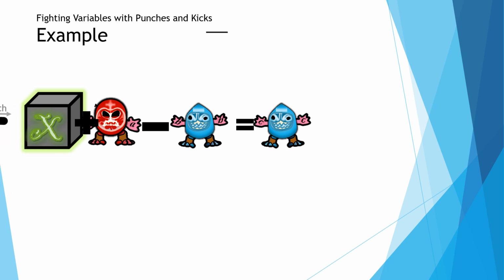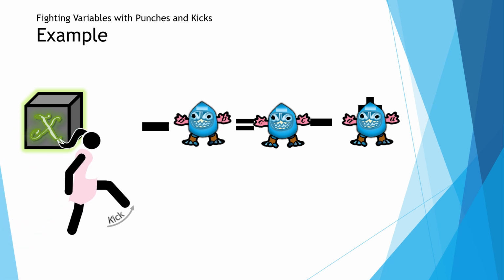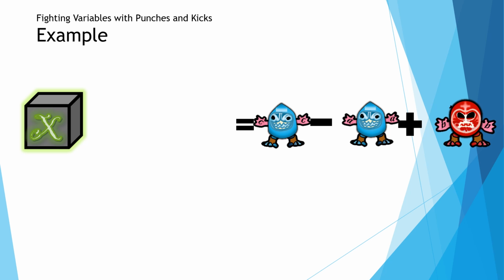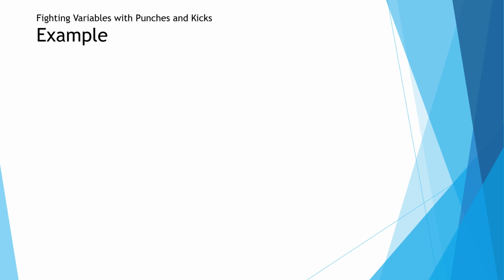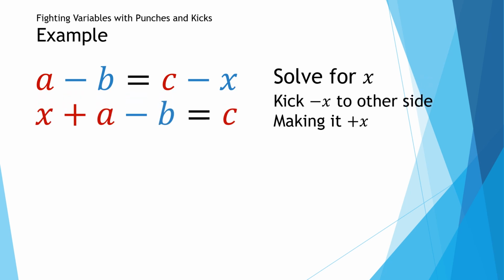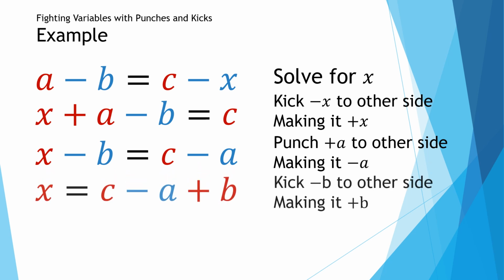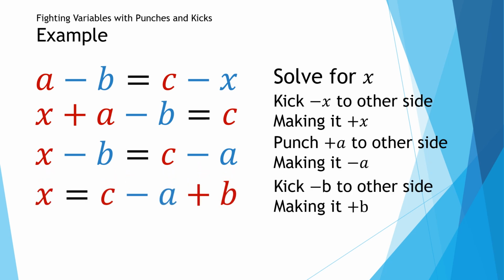So what we can do is we'd punch that positive a over to the other side and make it a minus a, and we'd kick that negative b over to the other side and make it a positive b. I'll show it to you here. We have a minus b equals c minus x. We're going to move the x over, we're going to move the a over, and we'll move the b over. And that's it.